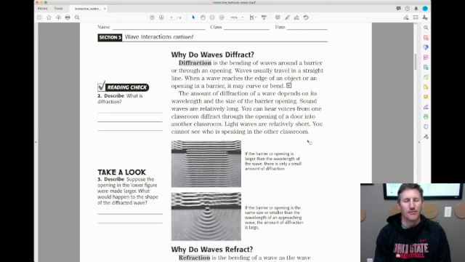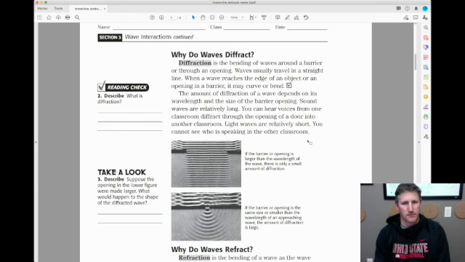Does light diffract very well? If you have a light and you go around the corners, can you still see the light? Does the light go around that? We'll talk about that a little bit, like sound waves diffracting. Diffraction is the bending of waves around a barrier or through an opening. Waves usually travel in a straight line. When a wave reaches the edge of an object or an opening in a barrier, it may curve or bend.